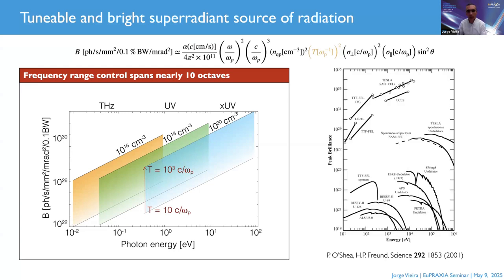So now, this is an image that shows the peak brightness or peak brilliance of different light sources, also operating along a range of energies. And this is where, in principle, this quasi-particle radiation concept could be. So it would emit the same brightness as a free electron laser operating in the same energy range.